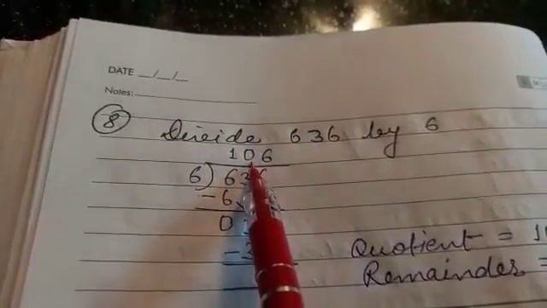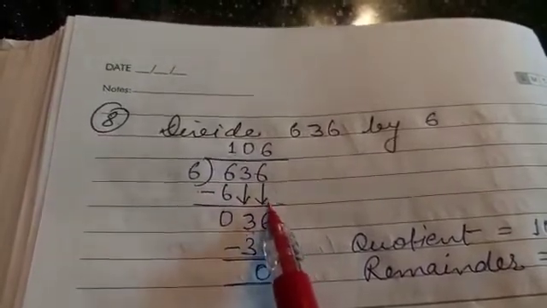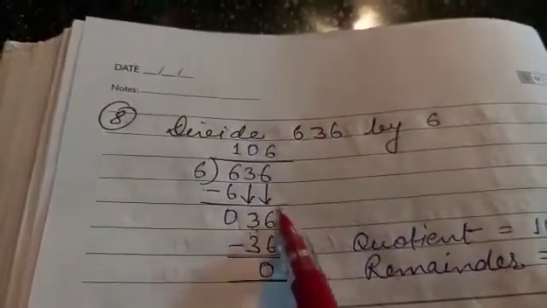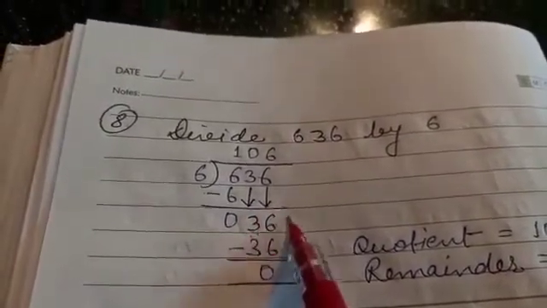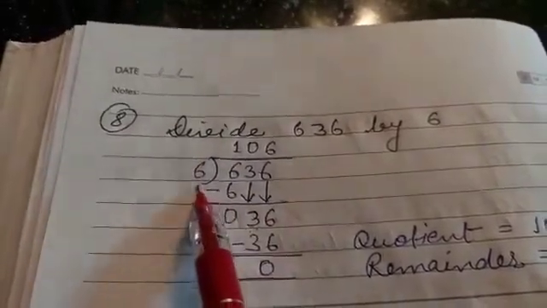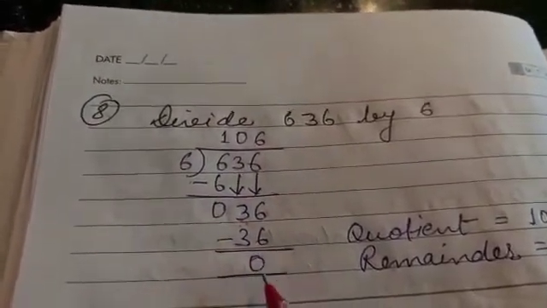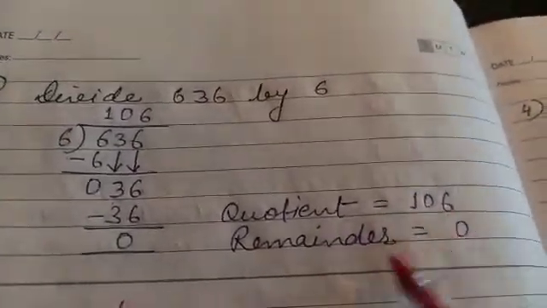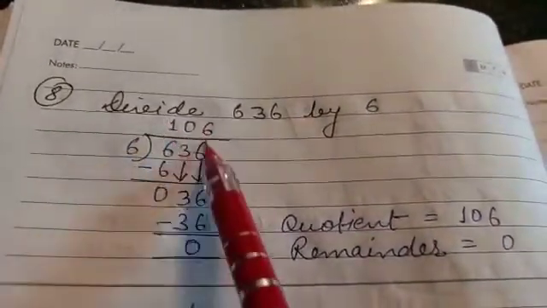So for this we have to write 0 in the quotient place, and along with this now we can copy down the other digit, which is 6 over here. Finally, we have a two-digit number, which is 36 altogether. So finally, we are going to divide this 36 by 6, which is 6 6s are 36. So after subtracting, we are getting 0. So quotient is 106 and the remainder is 0. I hope you have understood this particular question.